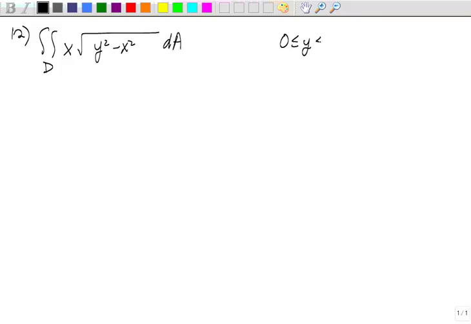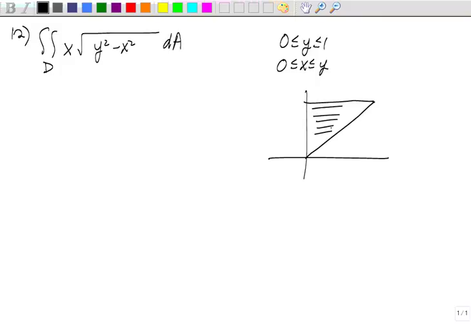Okay, let's look at some of the example homework problems in 16.3. Number 12 is the first one. The region is D. And in D, y is between 0 and 1, and x is between 0 and y. So if you graph that, this is D.